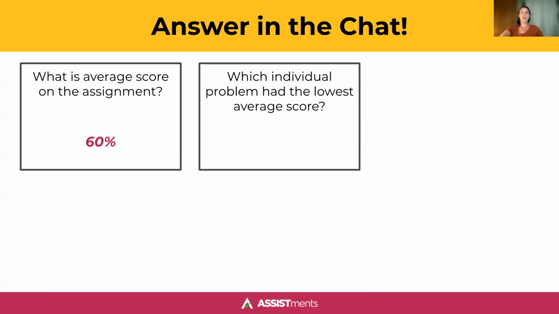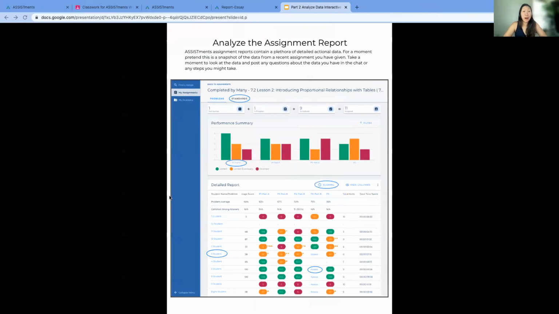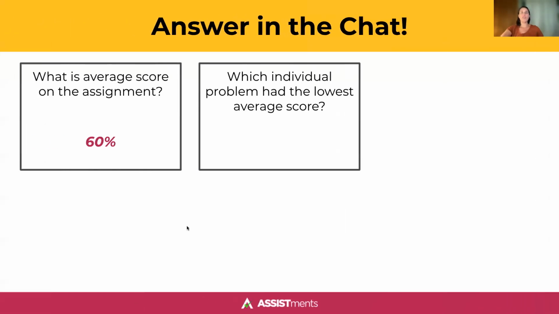Which individual problem had the lowest average score? I am seeing P2 Part A coming up a lot. All right, let's see. So right up here at the top of the details report, that gives us the average per student, per question. And absolutely, the lowest score is 50%. You guys are rock stars right now.